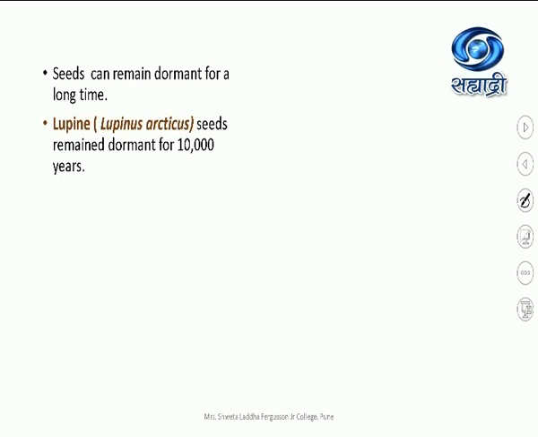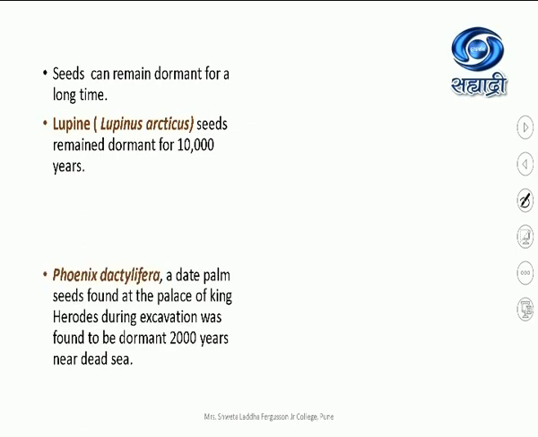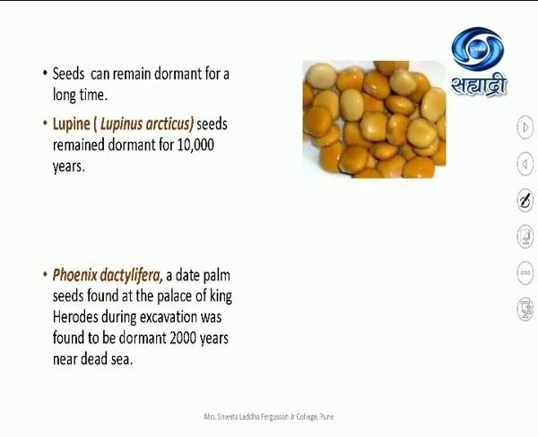The seeds of lupine, Lupinus arcticus, remain dormant for 10,000 years. And after that they germinated. So one more example, this is the seeds of lupine, Lupinus arcticus. They remained dormant, they did not germinate. Maybe favorable conditions were not there, water was not there, the seed coat is very hard and not broken. Hundreds of reasons can be there why they did not germinate.